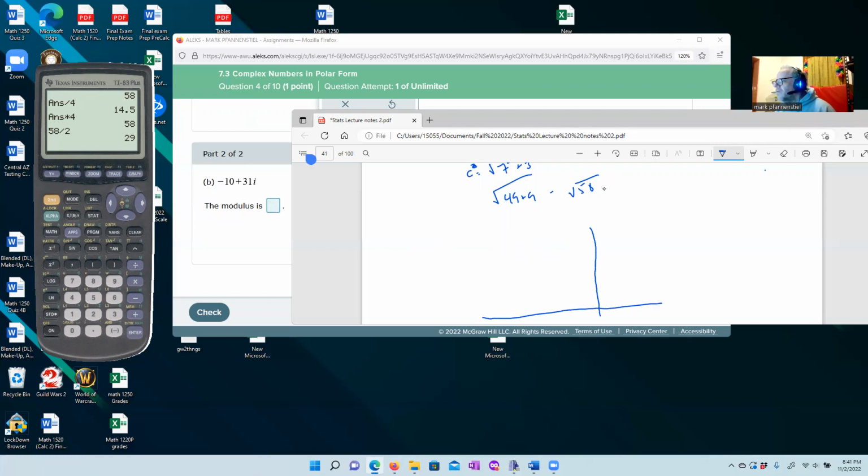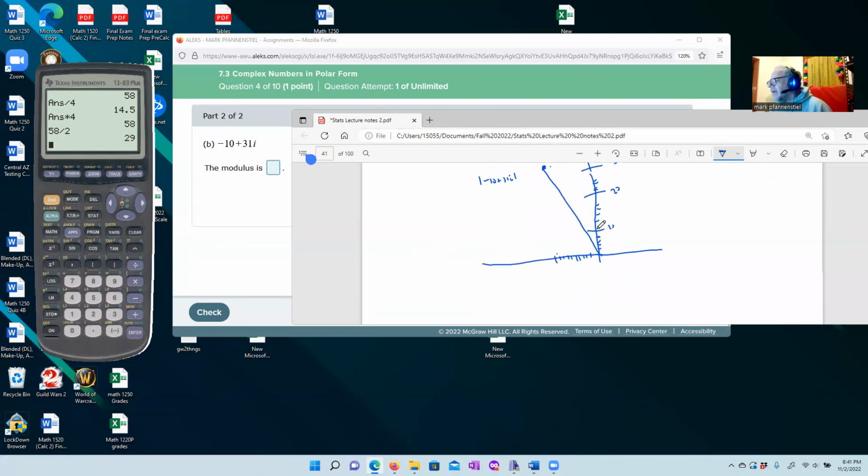So here we are: 1, 2, 3, 4, 5, 6, 7, 8, 9, 10. And then for up, let's do 10, 20, and 31. We'll call that 30, so it'll be up here somewhere. I went negative 10 and then plus 31, so it's going to be up here. Now we have to figure out this modulus. What is the absolute value of negative 10 plus 31i?